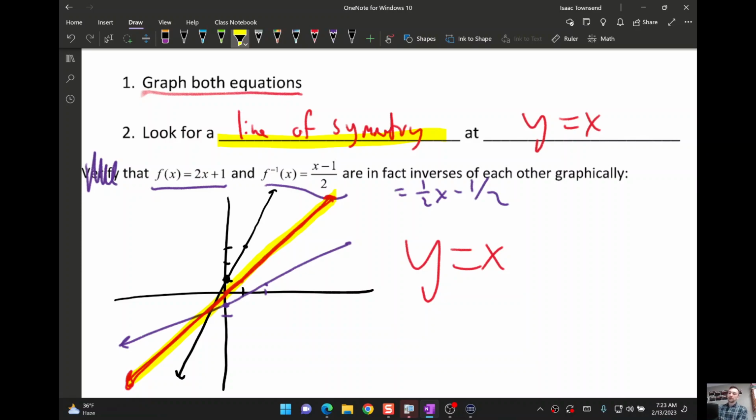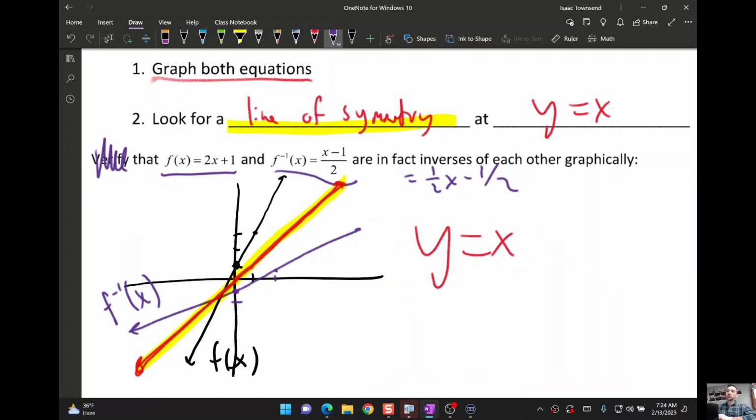If I flipped this black line, which was f of x, over my red line, it would land on my purple line. Or if I took my purple line and flipped it over my red line, it would land on the black line. Cuts my overall graph in half. So why I say this about the ACT, if this was a choice and you graphed it and it looked like there's a line of symmetry of y equals x, that's probably your inverse. That would be a quick way to know.